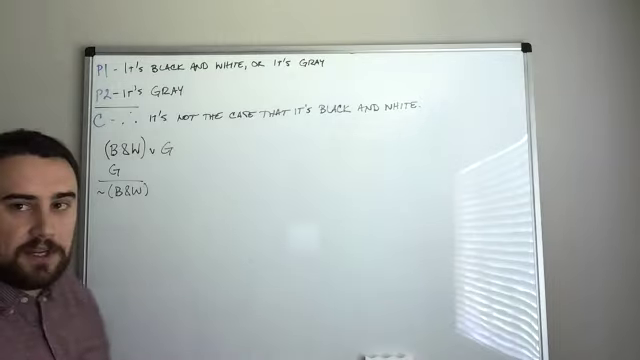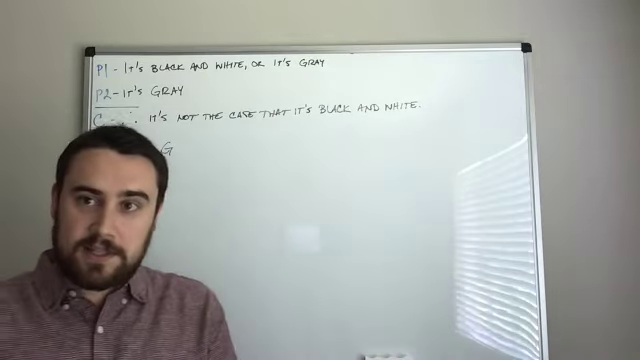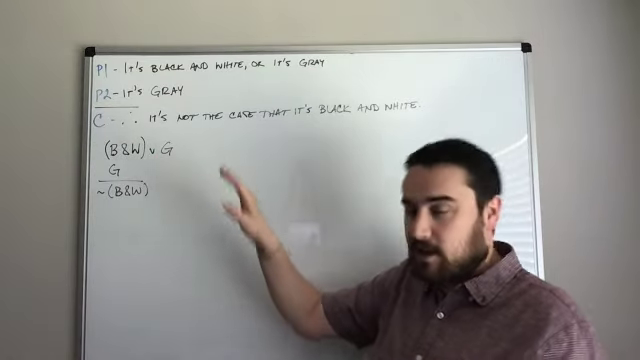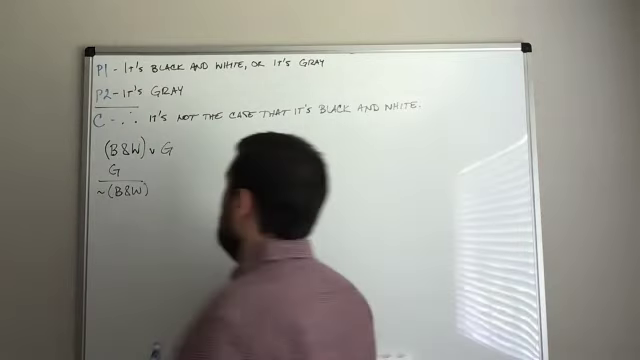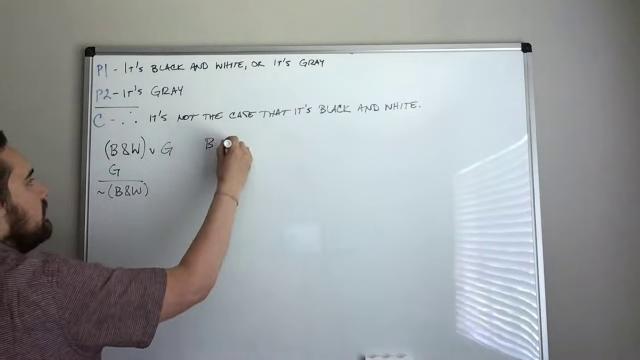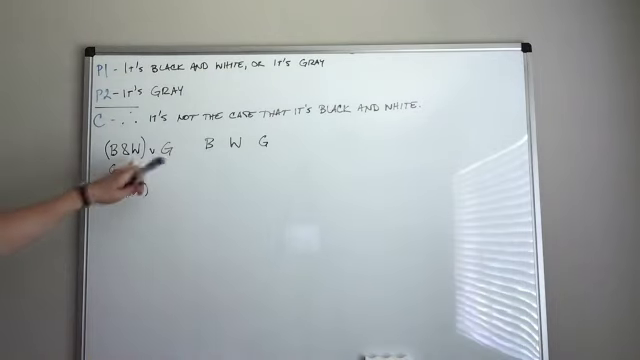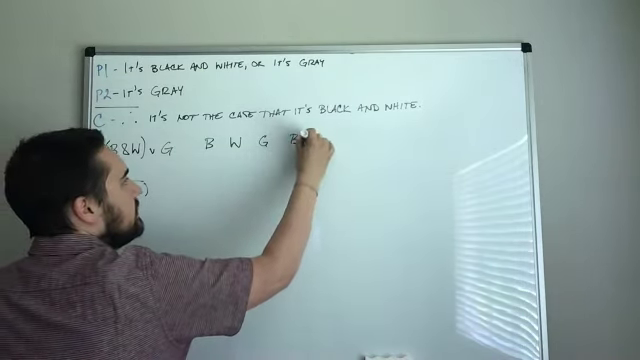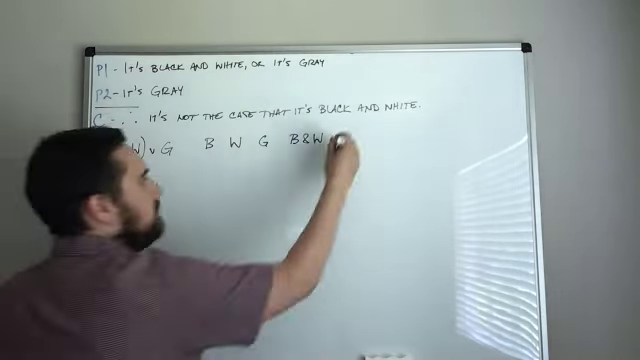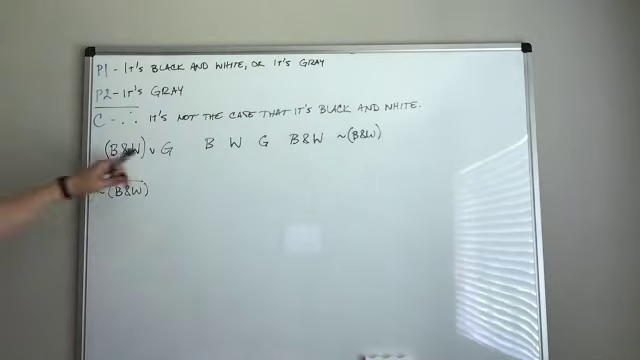Now, how do we make a truth table? Same rules, right? We need to represent every atomic sentence and every compound sentence in the problem. We're going to start the same way, with the atomic sentences: B, W, G. We have B and W as its own isolated sentence. We have not B and W. And then we have B and W or G.